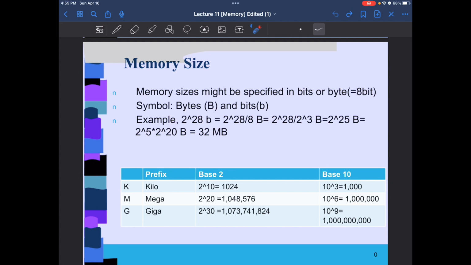Let's talk about memory size. Memory sizes might be specified in bits or bytes, and 1 byte is equal to 8 bits. Note the symbols: uppercase B and lowercase b. For example, if we have 2 to the power 28 bits, we can convert it to bytes by dividing it by 8. After that, the calculation comes to 32 megabytes. If we look into the kilobyte, megabyte, and gigabyte powers of base 2, we can calculate the numbers.